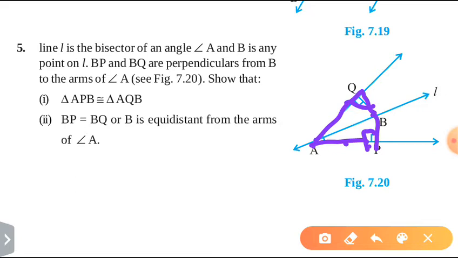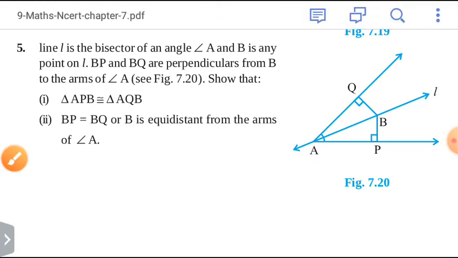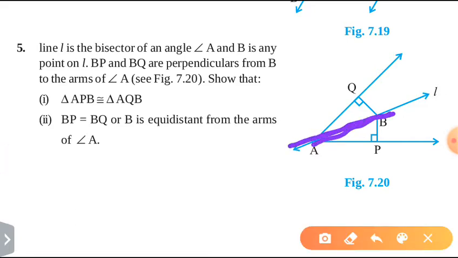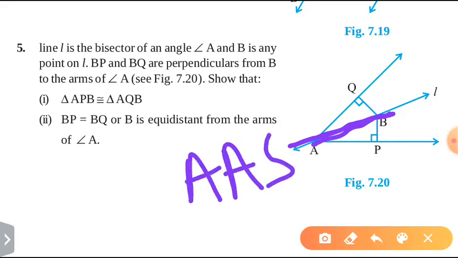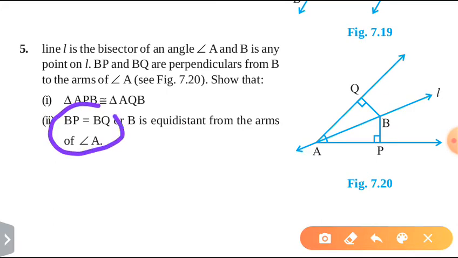Now the third thing we require: if two triangles are forming on a single line, this single line is common between the two triangles. So we can say AB is common. From the AAS congruency rule, both triangles are congruent to each other. And BP equals BQ, because if two triangles are congruent, their corresponding parts are equal. Hence BP equals BQ.